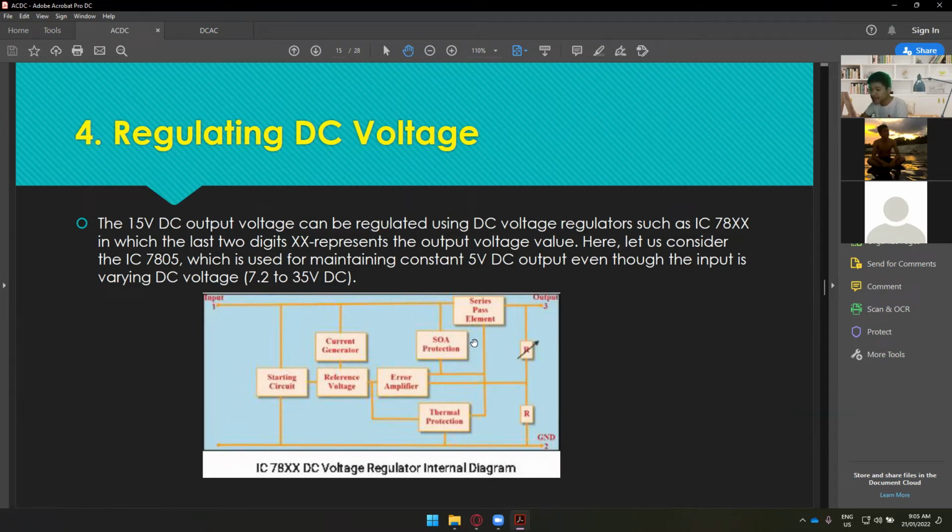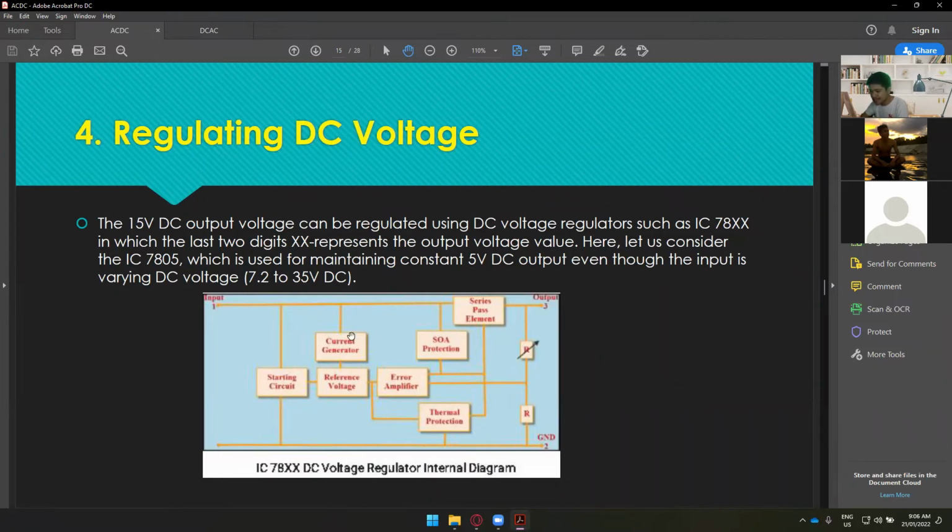But once you see an actual IC of this one, you will appreciate that it just has 3 pins. So this is the input, then the ground, and then the output. You have an input of 7.2 to 35, and ground is ground, of course, just 0 or the negative pole, and then the output will just give you a constant 5 volts.